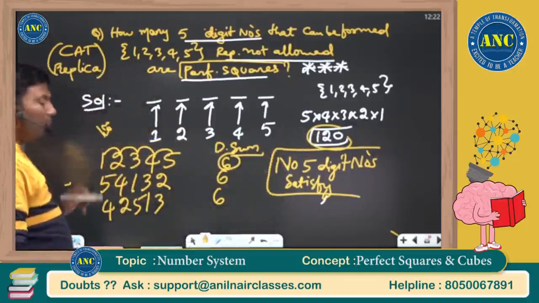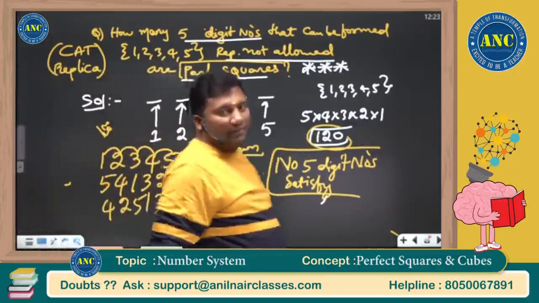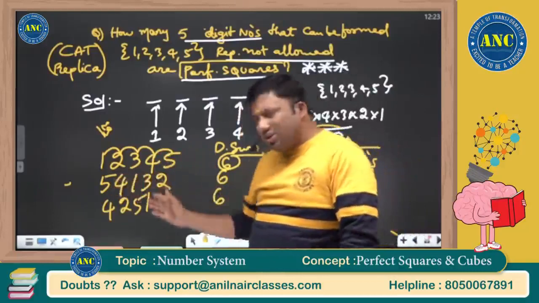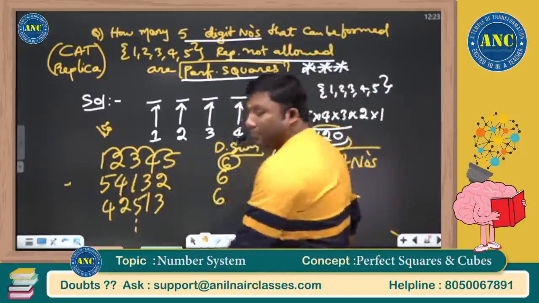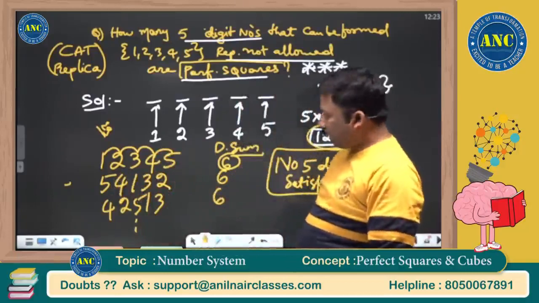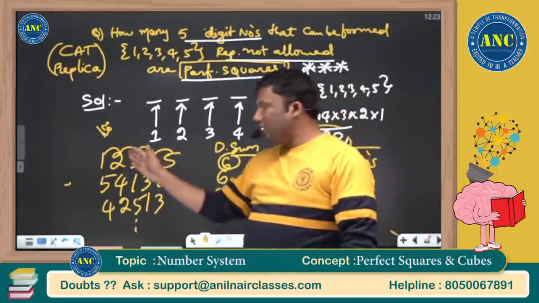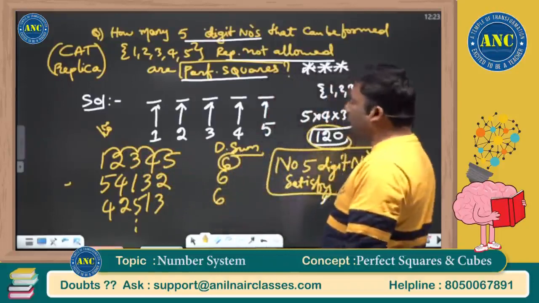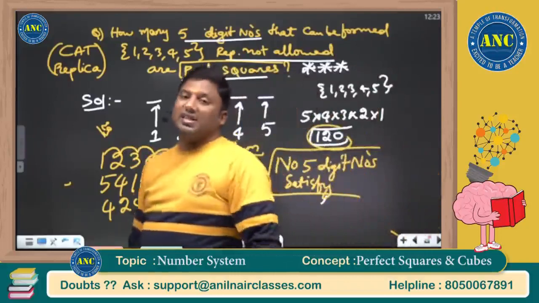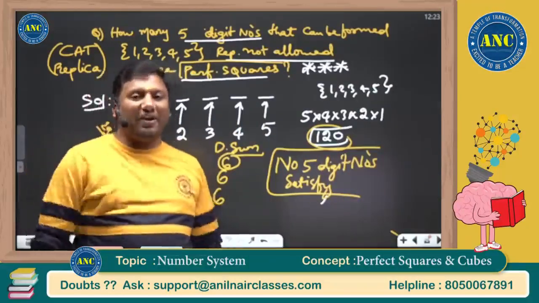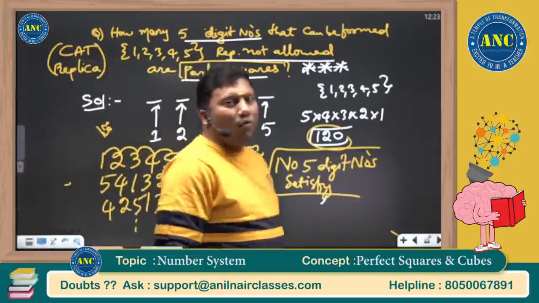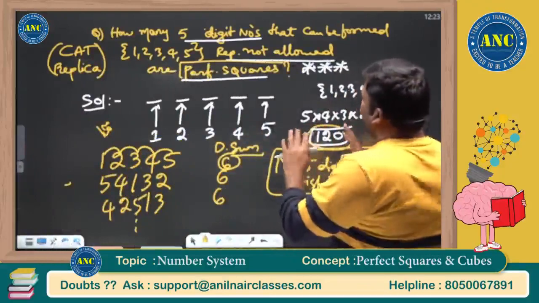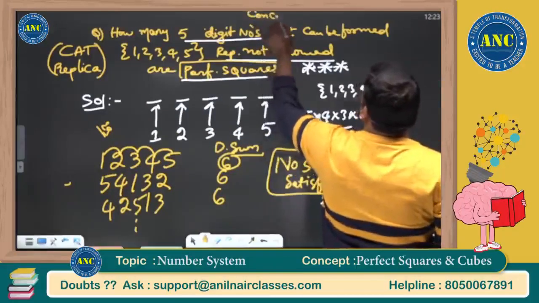Suppose I take one example number, 1, 2, 3, 4, 5. Repetition of digits is not allowed, so if I change the order, this can also be 1 number, and this can also be 1 number. Like this, total 120 numbers are there. What is the sum of the digits? 9, 12, 14, 15, 6. All 120 numbers' digital sum is 6. For a number to become a perfect square, the digital sum should be 1, 4, 7 or 9. A beautiful CAT replica question, which is nothing but a conceptual question.